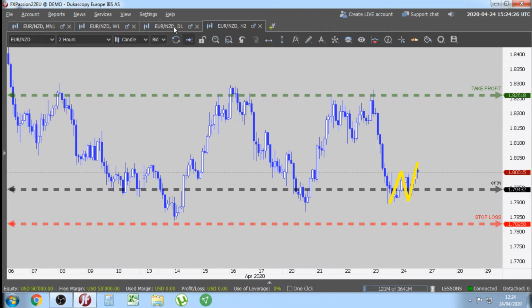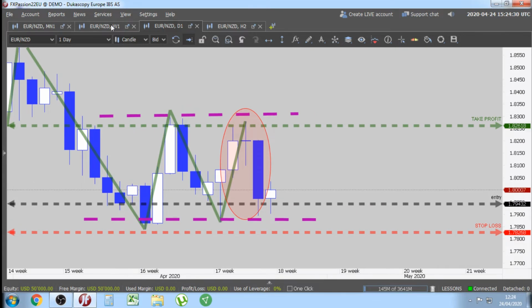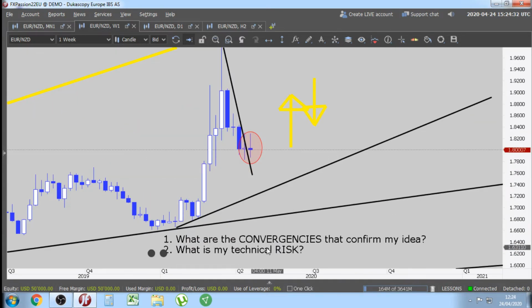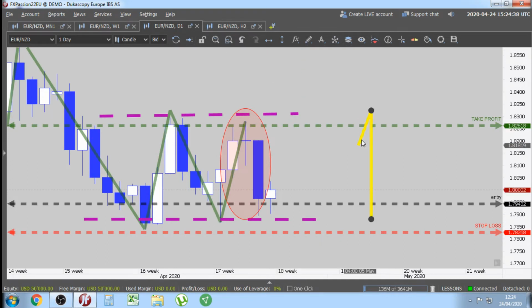Everybody that wants to go long in the channel from the daily standpoint, what is your technical risk? You have the same challenge. What is your technical risk if you go long in here? Every trade is going to have a technical risk. There is no 100% trade.